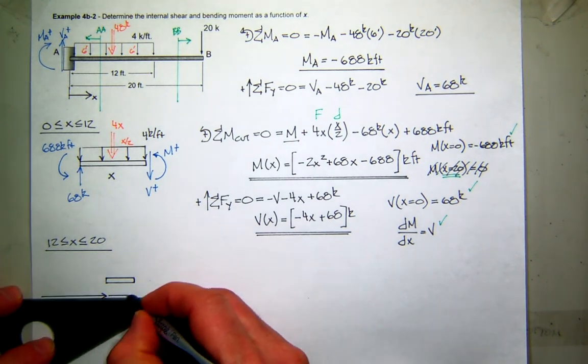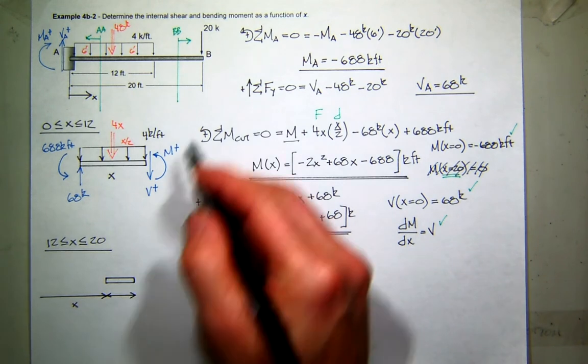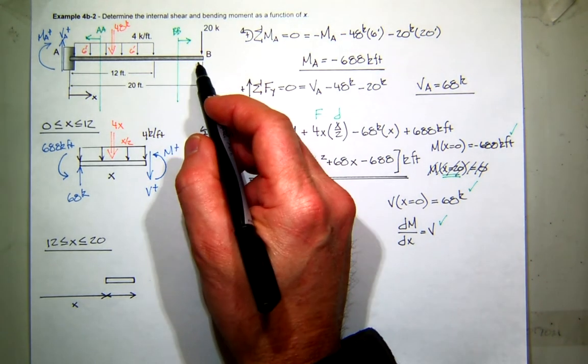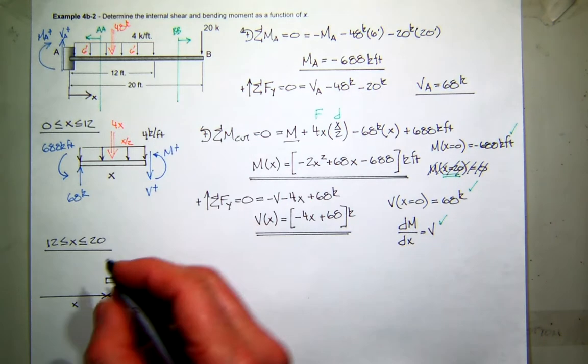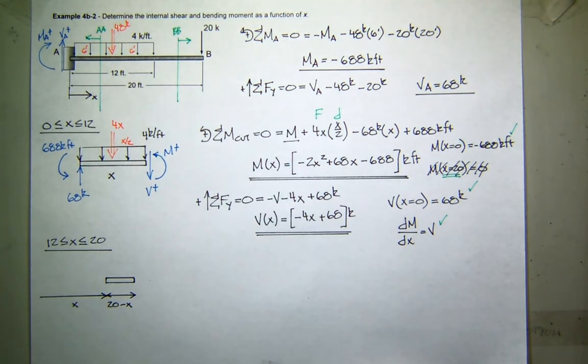So what's this little piece? What's the length of this segment here? The right-hand side. What would it be? 20 minus x. If you add these two together anywhere in the beam, you always get 20. The length of the beam has to be 20.